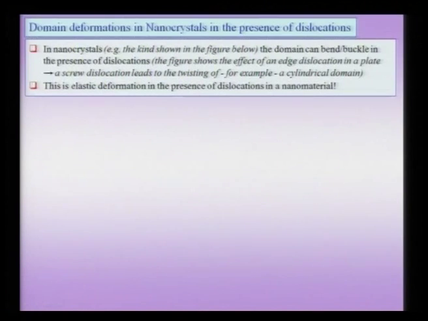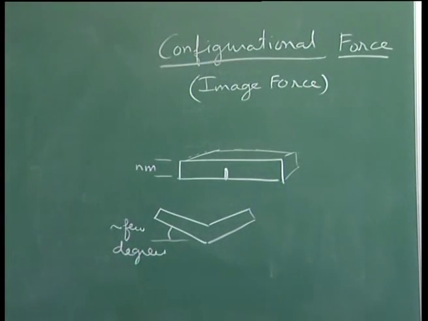A screw dislocation, unlike the edge dislocation, leads to this twisting of the material. Suppose you had a cylindrical domain and you introduce a dislocation at the center of the cylinder, then it will actually lead to a twist in the cylinder which is coming from the presence of the dislocation. And so, this kind of a deformation is not the plastic deformation which you talk about, even though you can see that this is a large macroscopic deformation in the shape of the object, but this is an elastic deformation which is coming from the presence of a dislocation.